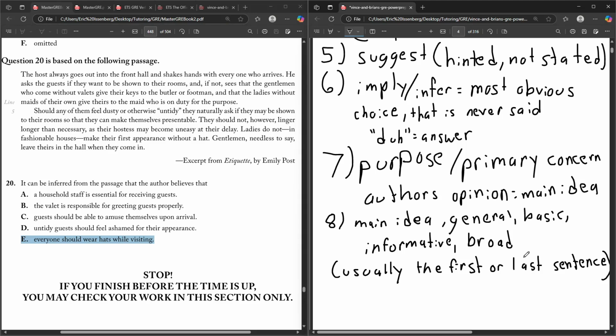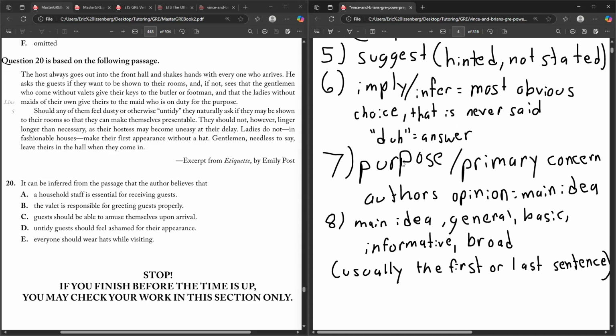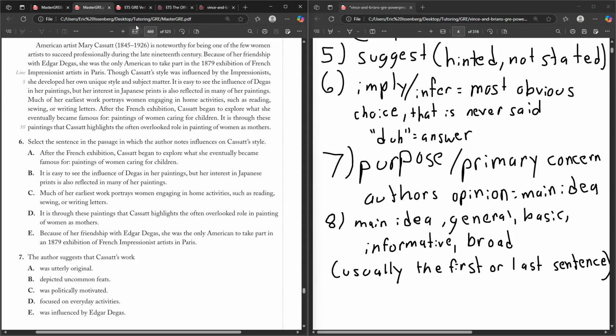So main idea compared to imply and infer is a lot more straightforward. This, along with the directly stated up here, are probably the ones that you're most familiar with, or if you haven't even studied for the GRE yet, you're kind of familiar with what this question is going to ask. A main idea usually just means pick the broadest answer possible, something that summarizes the entire passage. So we'll come back to that in a second.